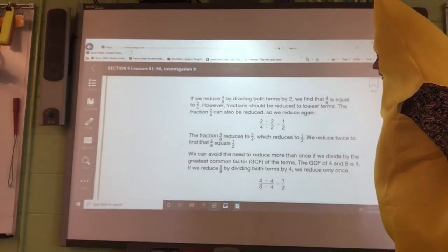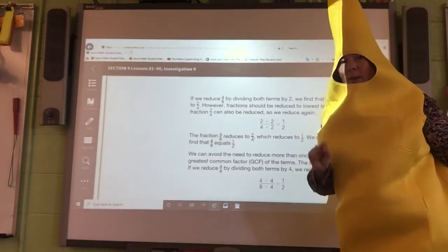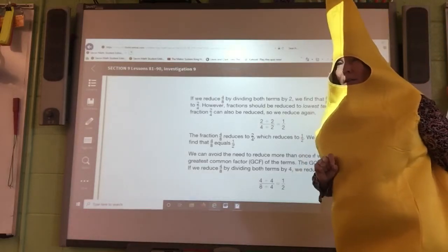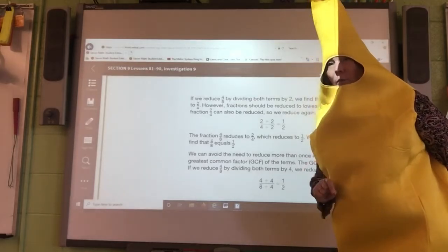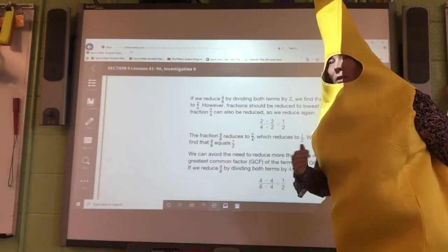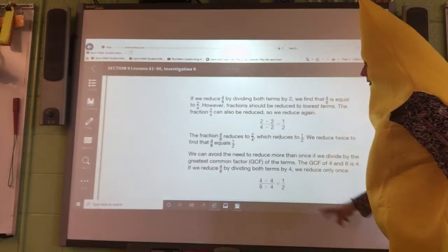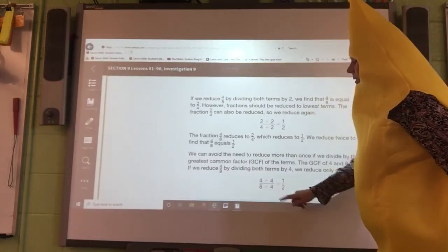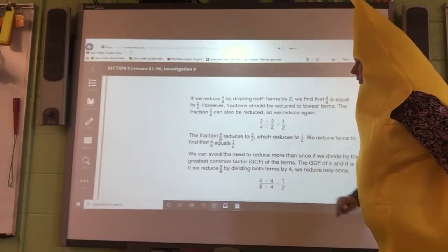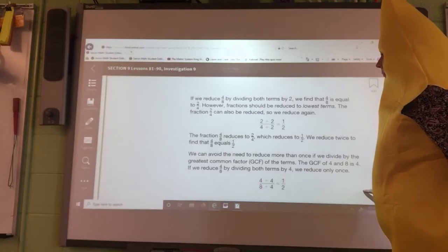All right, we can avoid the need to reduce more than once if we divide by the greatest common factor. Remember how we talked about we need to find the greatest factor to go into these problems so that we don't have to continue to reduce. We can just do it once. As they are demonstrating here, when we have 4/8, we divide by 4 and 4 to get a half.